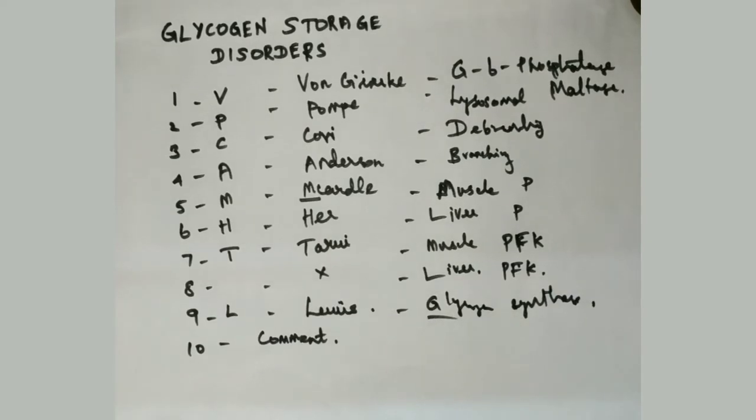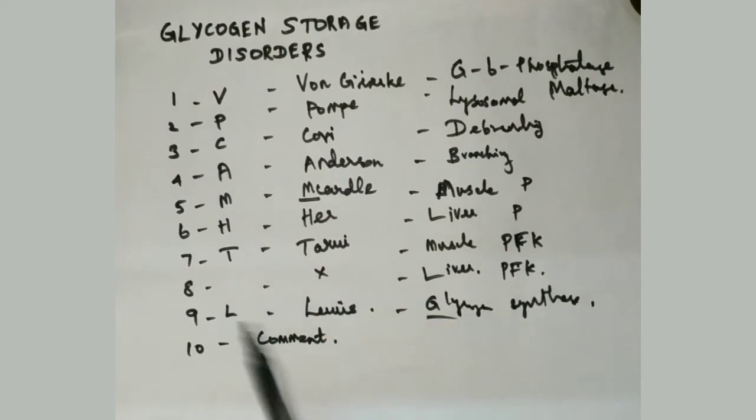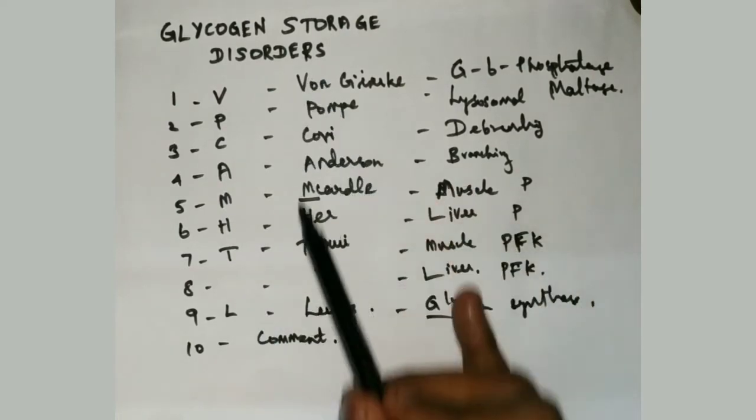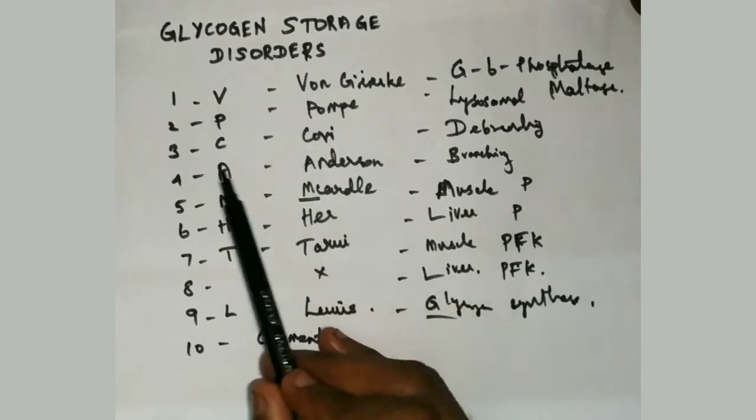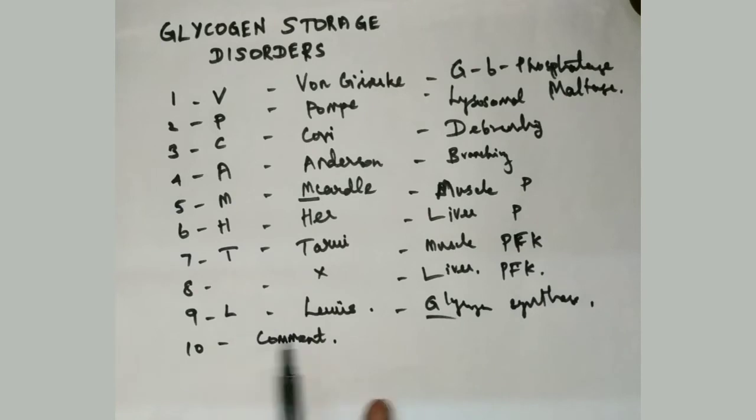So these are the terms of the glycogen storage diseases. So we'll have a short recap on this. We learned the mnemonic as vice principal Corey Anderson made her tattoo nothing large. And then we wrote the names of it. V stands for von Gierke, Pompe, Corey, Anderson, McArdle, her, tattoo, nothing, L for large.